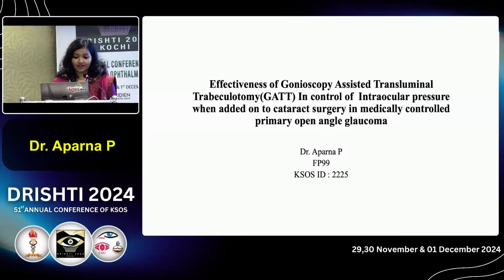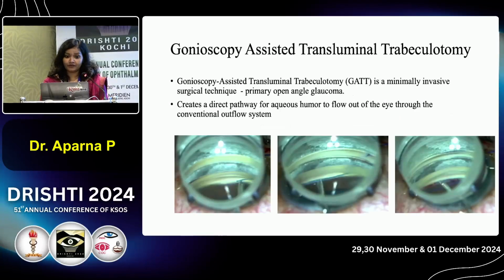Good afternoon. Our study is on the topic of effectiveness of gonioscopy assisted transluminal trabeculotomy, also known as GATT, in control of intraocular pressure when added on to cataract surgery in medically controlled primary open angle glaucoma. So, what is GATT? It is a minimally invasive surgical technique mainly used for primary open angle glaucoma. It creates a direct pathway for aqueous humor to flow out of the eye through the conventional outflow system.